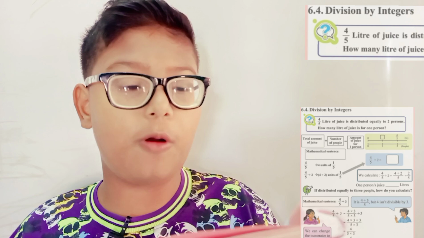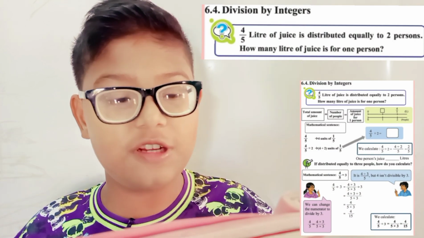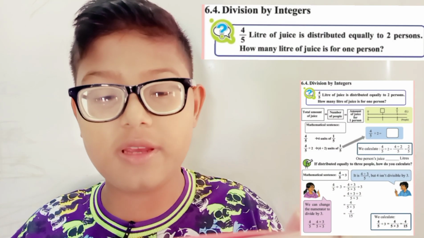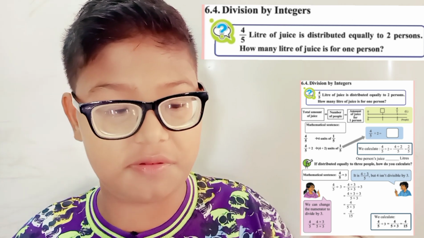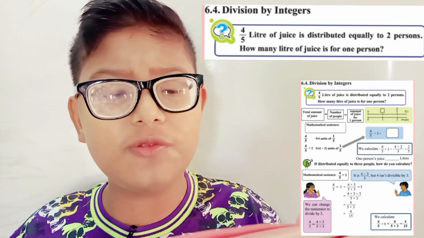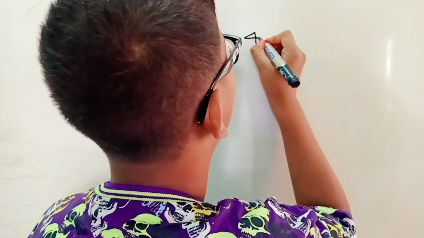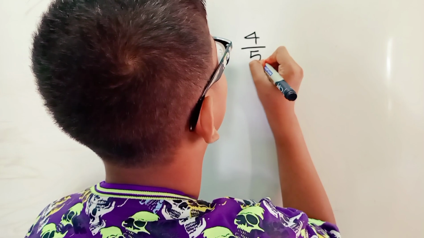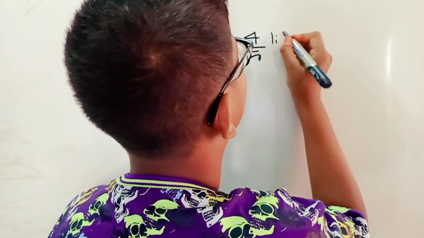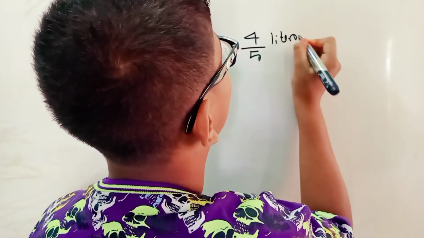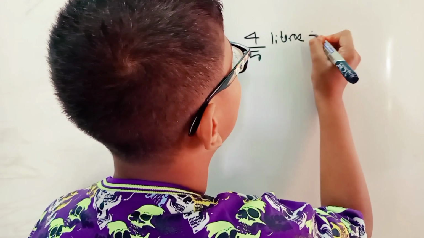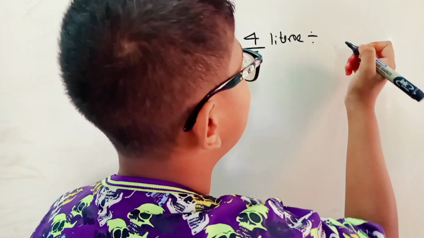Now look at the problem. 4 by 5 liter of juice is distributed equally to 2 persons. How many liter of juice is for one person? Total number of juice, 4 by 5 liter, divided by the number of people, 2.